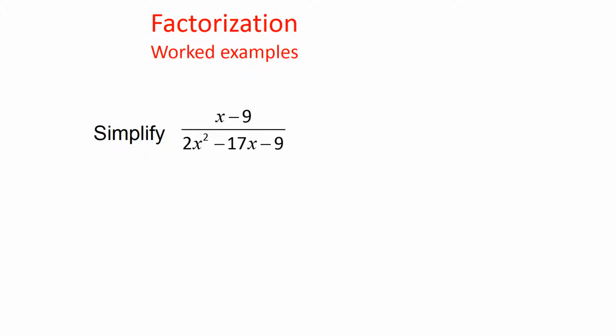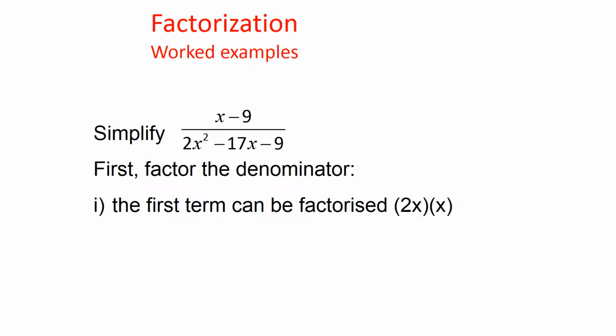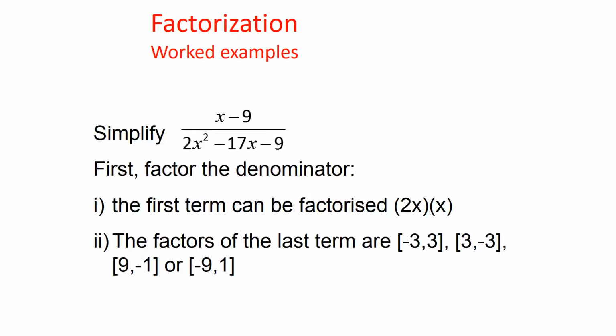So in this case, let's do that. The first term, 2x squared, has two factors, 2x and x, which gives us 2x squared. It's the only way that we can get 2x squared. I guess they both could be minus, but let's not deal with that. And then the factors of the last term, minus 9. The only ways of getting minus 9 are minus 3 times 3, 3 times minus 3, 9 times minus 1, or minus 9 times 1. So that's what we've got to work with.